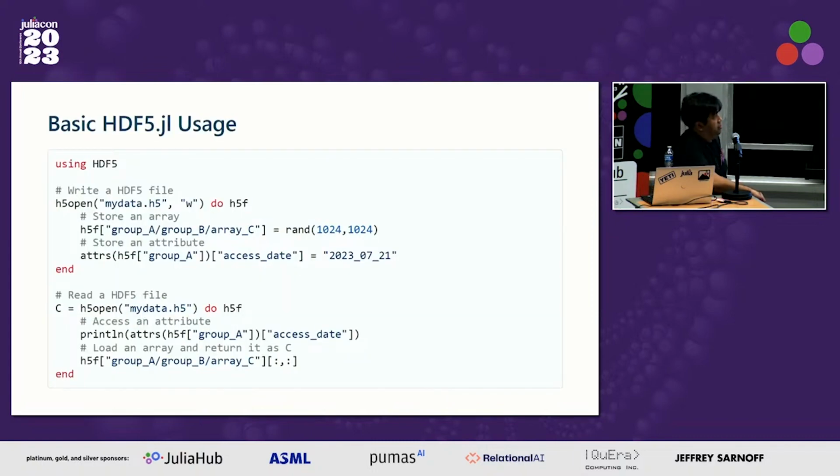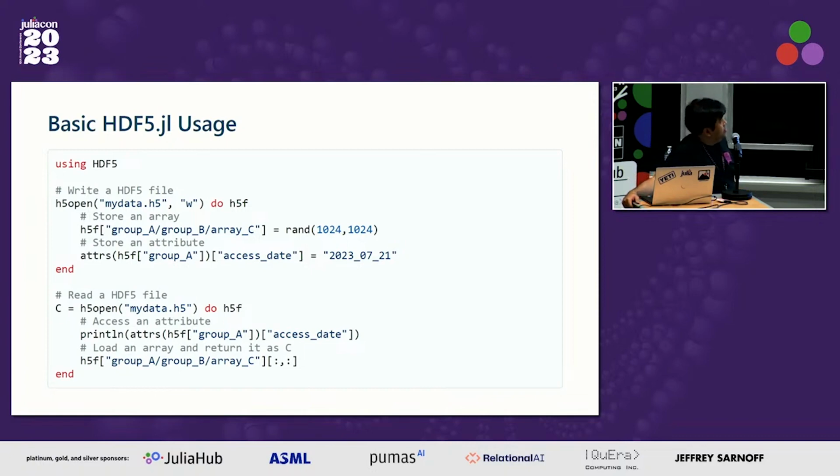So how do you use HDF5? This is what basic usage looks like. On the top, we're writing an HDF5 file. Basically, we use an open with the do interface. And here, I'm showing off the hierarchical nature of HDF5 because we can do nested groups and we can save an array. We're trying to keep this simple and maybe use natural array indexing, although I think we have a little bit more work to do to get there.